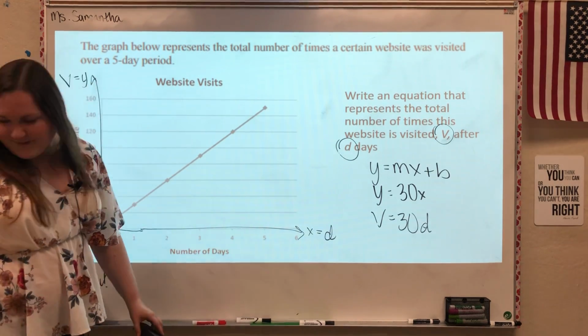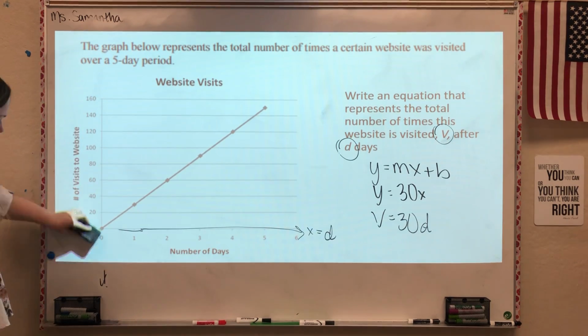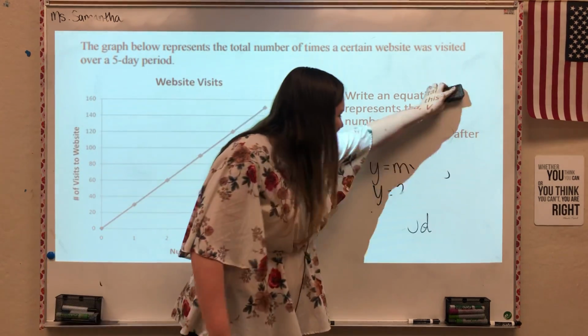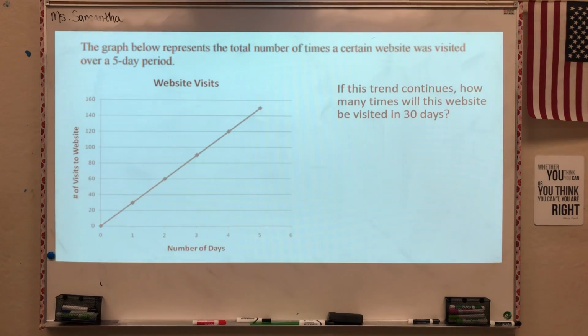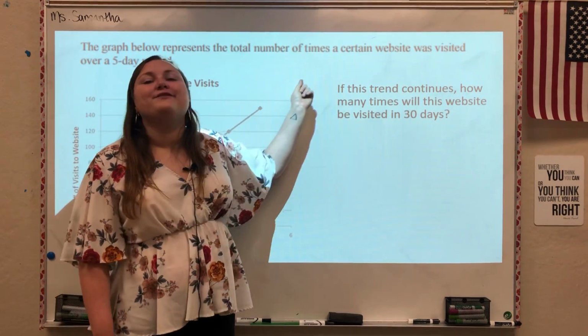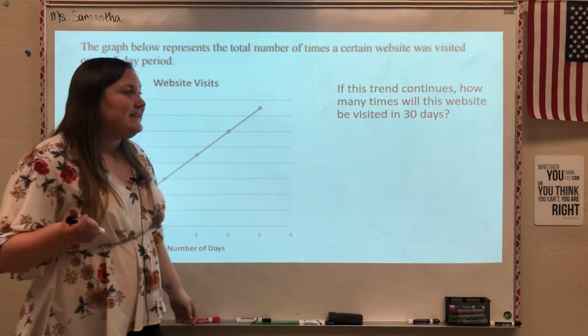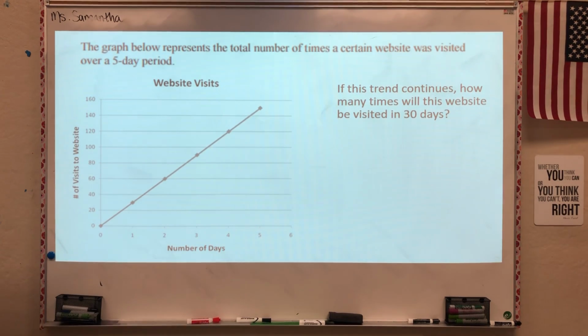There is one last part. That last part, let me clean all this up a little bit, sorry. That last part is the question. If this trend continues, how many times will this website be visited in 30 days? What they mean by that is if this trend continues, if this line keeps going on forever and ever and ever, how many times will the website be visited in 30 days? Go ahead and try that one.